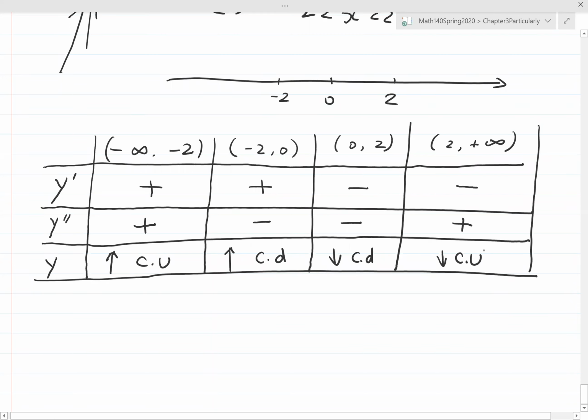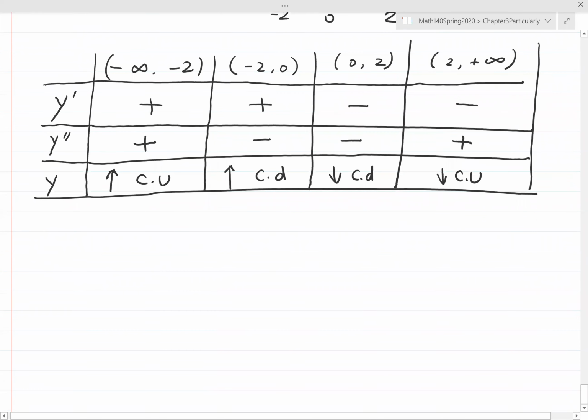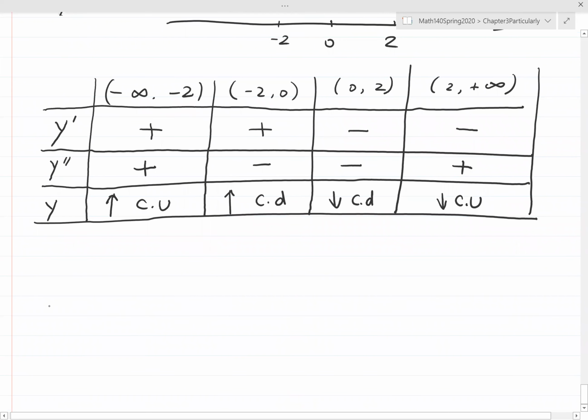Then we plot its graph. So increasing concave up, what does it look like? According to the four combinations, we have increasing concave up, increasing concave down. Now decreasing concave down looks like this, and then decreasing concave up.